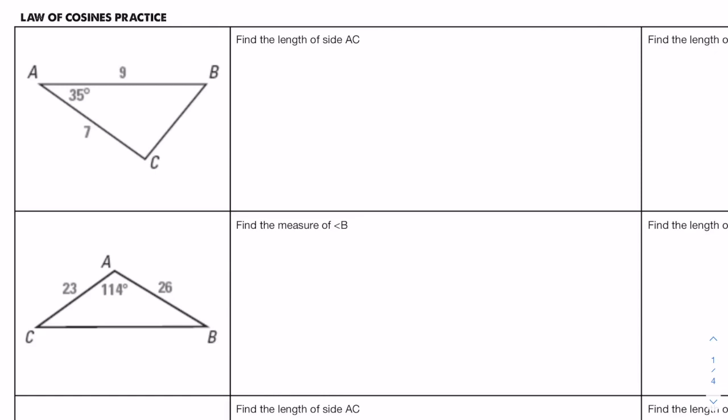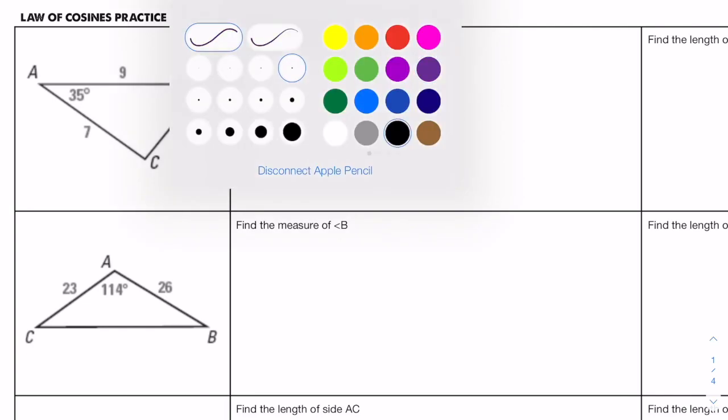All right, so in the last few videos, we did quite a few examples of solving for missing sides and missing angles using the law of sines. And in this video, I'm going to show you how to look at triangles that look very similar, but how to know that you're going to use the law of cosines.